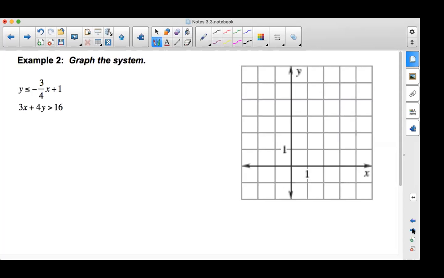So see if you can try and graph the first inequality. Y is already by itself. And if you need to remind yourself, less than or equal to means shade below, greater than or equal to means shade above. So you cannot think left versus right. It's above versus below. My y values are above the line, or my y values are below the line.